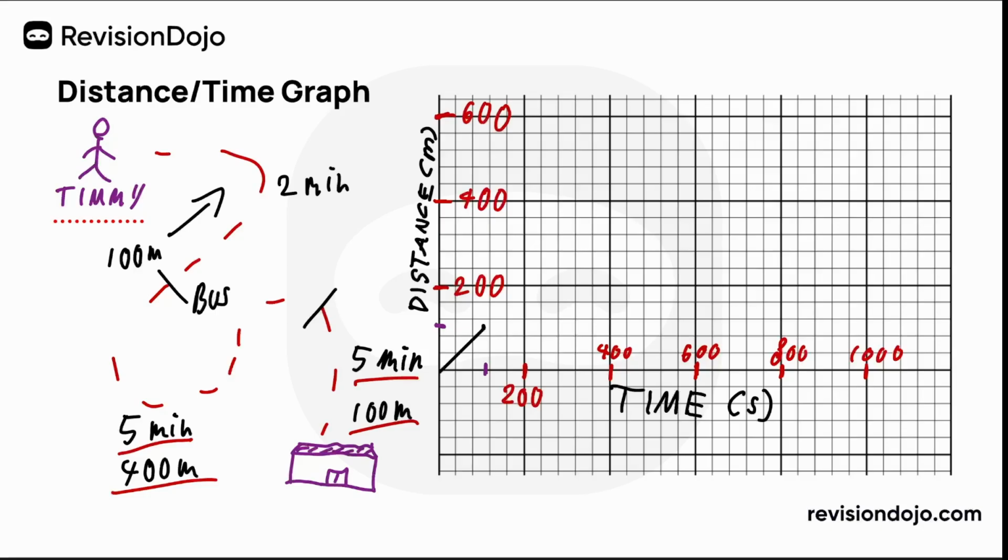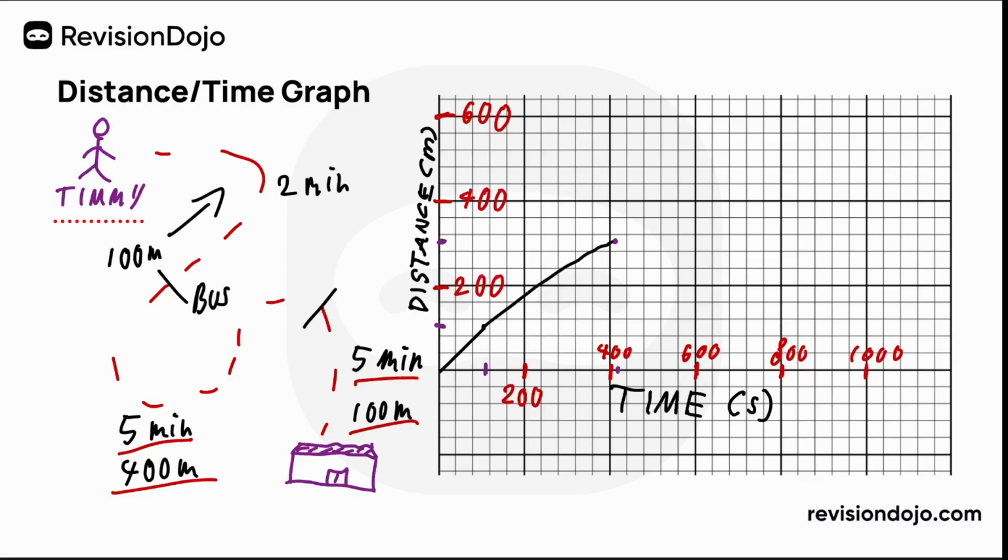So 400 meters, we know that added to 100 is 500, so this leg of the trip must end around here. And then we also know that 5 minutes being 300 seconds means it must end around here. 300 plus 120 seconds from before, that gives us approximately 400 and something. So 420 exact. Then we draw a point.